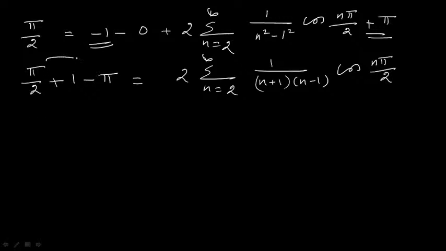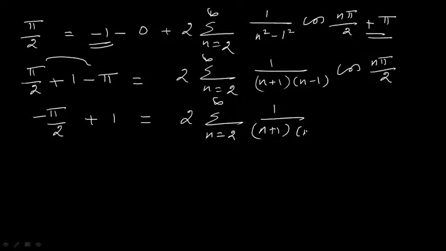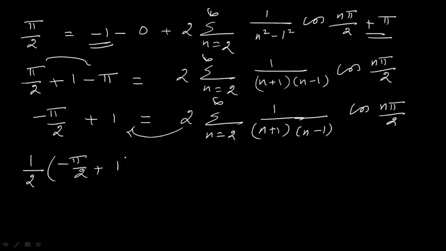That's all. Now simplifying these two, pi by 2 minus pi, that is minus half, right? So minus pi by 2 plus 1, which is equal to twice sigma n varies from 2 to infinity 1 over n plus 1 times n minus 1 cos n pi by 2. What I am going to do here is take this 2 to this side. So if you take this 2 to the other side, minus 1 by 2 minus pi by 2 plus 1.